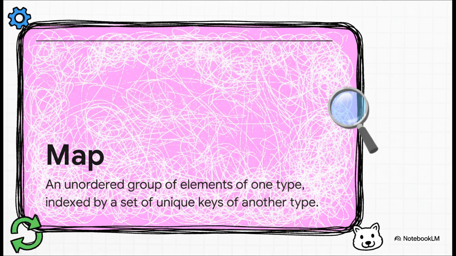The big thing to remember is that maps are unordered. You can't rely on the order when you loop over them. The keys can be things like strings or integers, and the values can be pretty much anything you want.